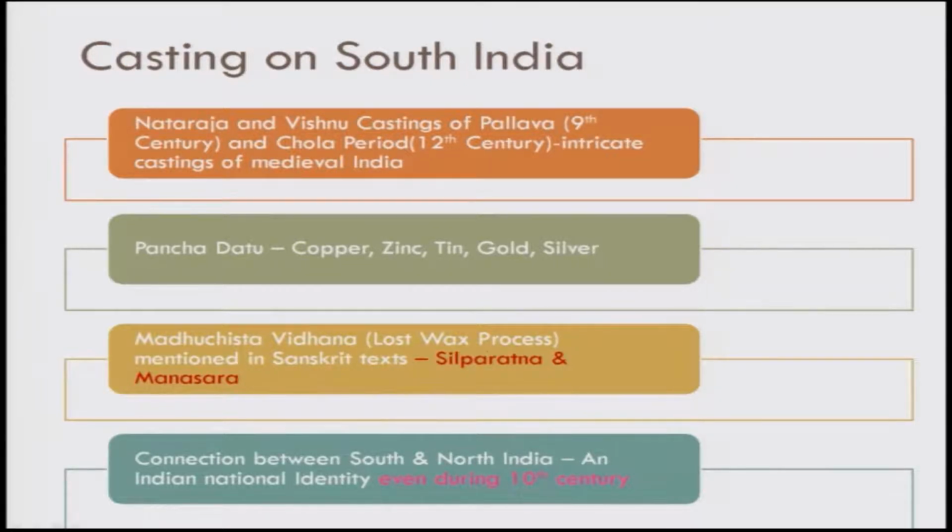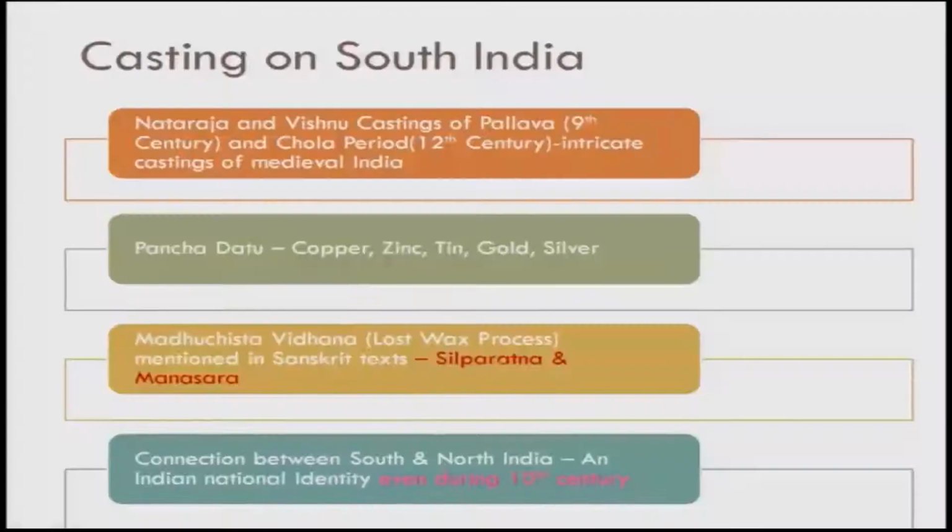was very much popular in medieval India, and this casting was basically made out of pancha dhatu, an alloy of copper, zinc, tin, gold and silver. We call it the lost wax process in English, but in Sanskrit it is madhuchista vidhana. Vidhana means method or process, as mentioned in the Silpa Ratna and the Manasara. Later on these kinds of things propagated to other parts of the country. It looks to me it has taken a cycle.